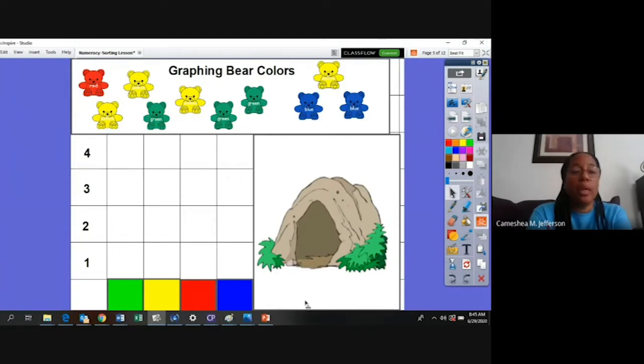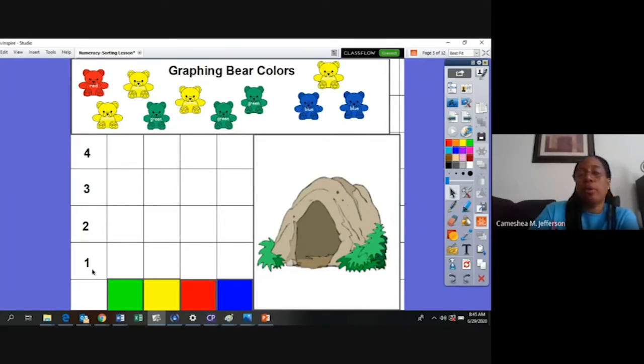Hi boys and girls, we're going to use this graph that I've created to show the data for the bears that we found in our cave. So the bears have come out of the cave and they're up here at the top of our graph. At the top of your graph, it says Graphing Bear Colors, because a graph always needs to have a title.